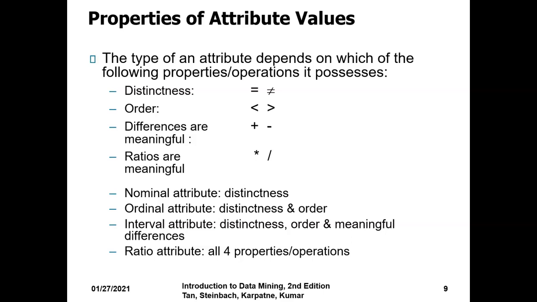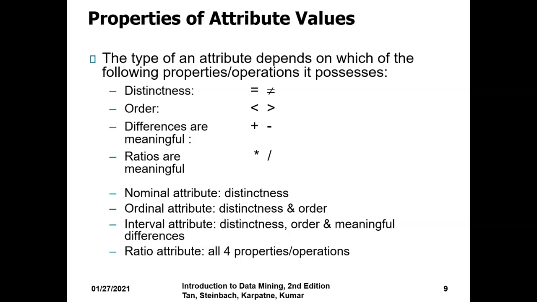So if you see here, nominal attributes can be differentiated through distinctness, where there is equal or not equal. For example, red color is not equal to blue color, or red color is equal to red color, right? Ordinal attributes have distinctness and an order. For example, grade A, grade B, grade C. So a grade A student is equal to another grade A student, and there is an order as well.